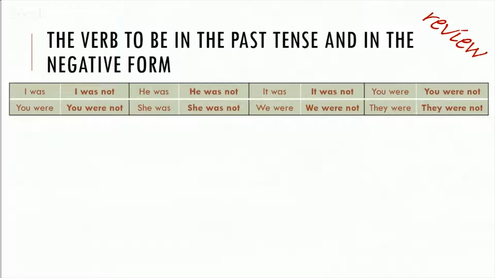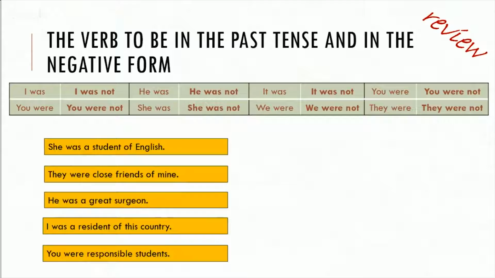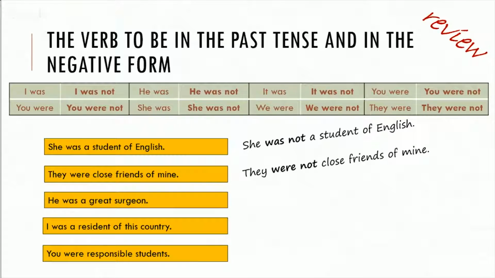So here, this is what I gave you. I was not. He was not. It was not. You were not. Again, plural, you were not. She was not. We were not. And they were not. I gave you 5 sentences again, and then we changed them to the past, which is only adding not after the verb to be. So that's the same as last time, so I'll read them again.